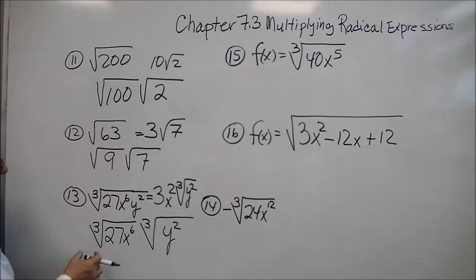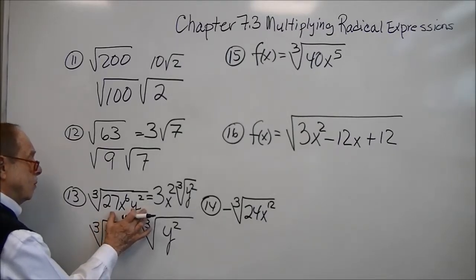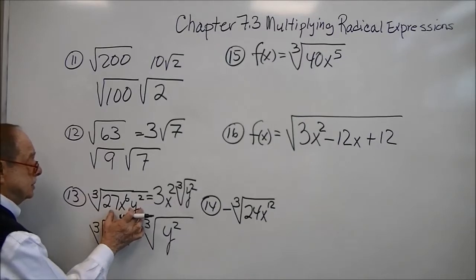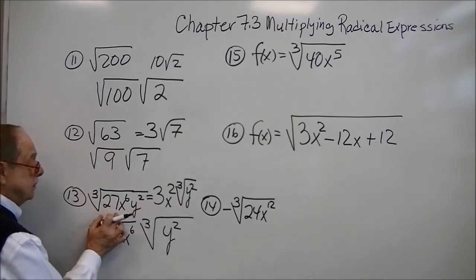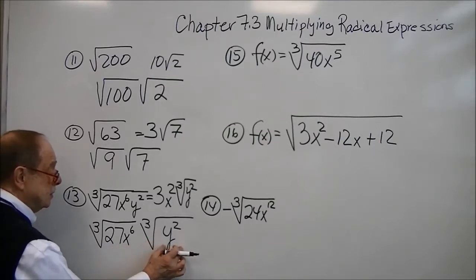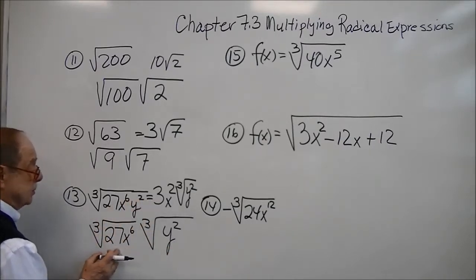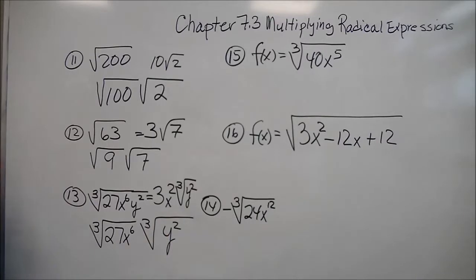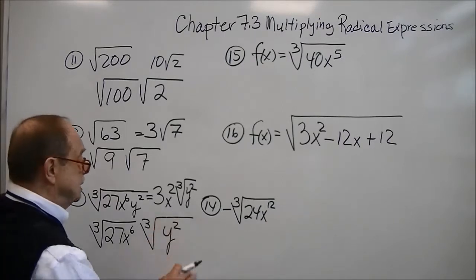So again, the strategy is, what perfect cubes can you pull out of this? Put them here. Whatever's left over, you put there. Take the cube root of it, and then write your radical. Now, I was out of order a little bit when I forgot to put number 14 up. So let's do 14.